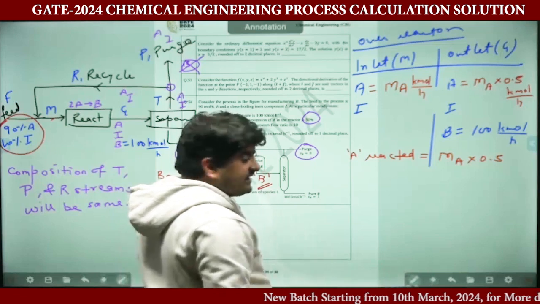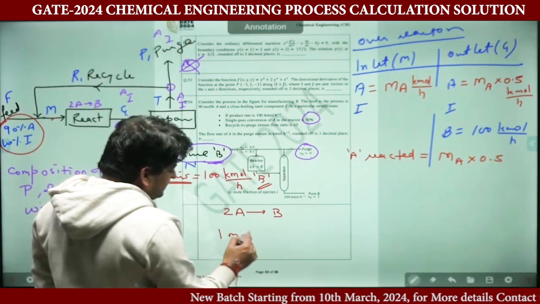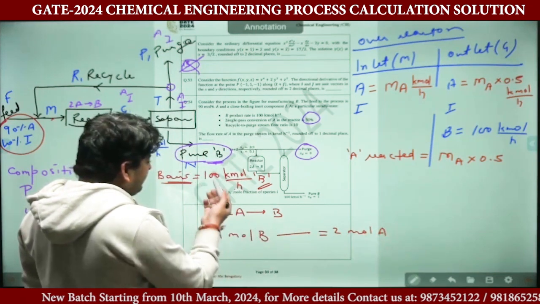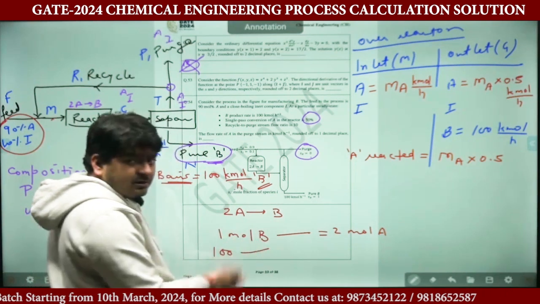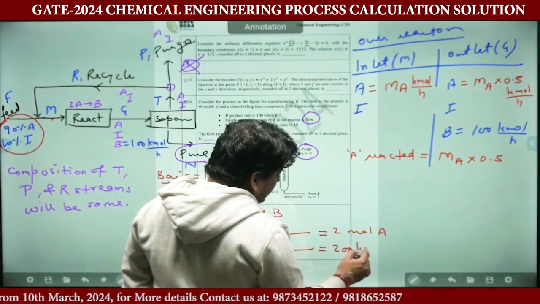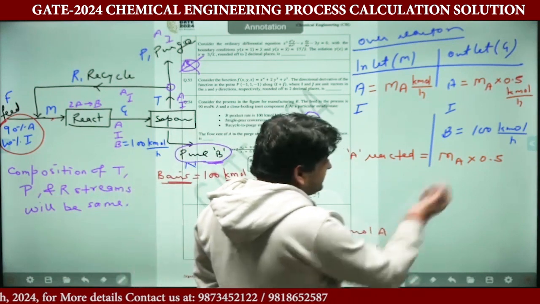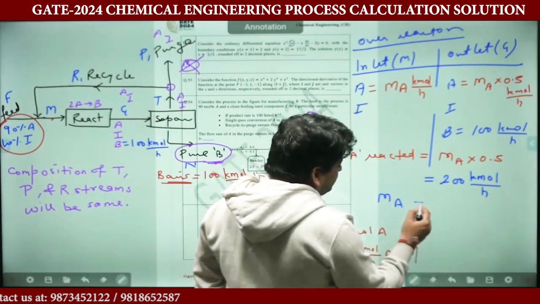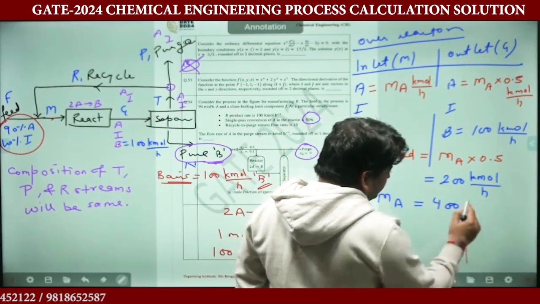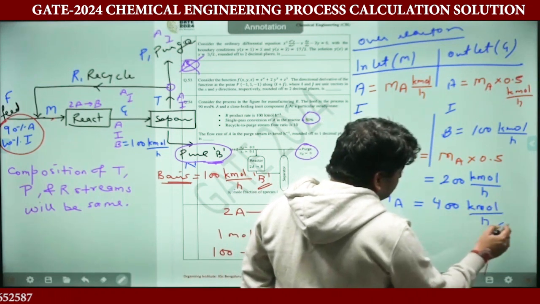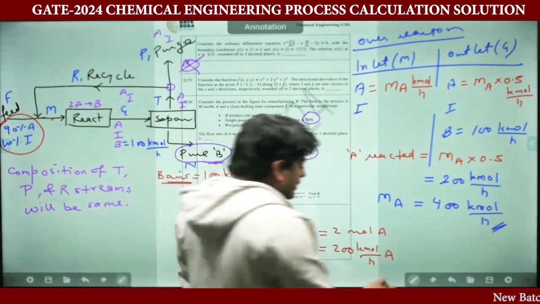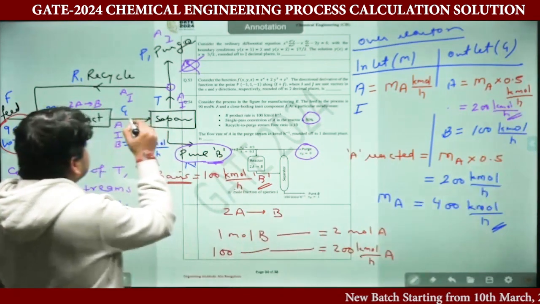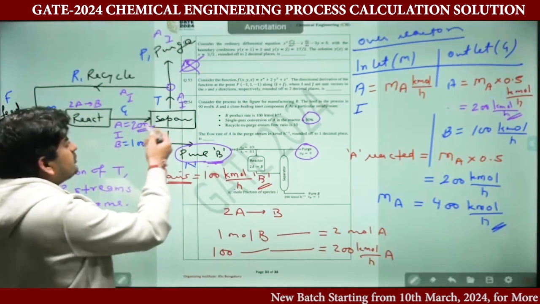Okay, and if you look at the reaction, it is obvious 1 mole of B requires 2 moles of A. So how many B do we have? 100. So 100 kilomole per hour of B will require 200 kilomole per hour of A. That means moles of A reacted must be equal to 200 kilomole per hour. So that means the amount of A fed was 400 kilomole per hour. So the amount of A leaving in the reactor outlet will also be 200 kilomole per hour. Okay, this A is not going here, this A is going on this side only.